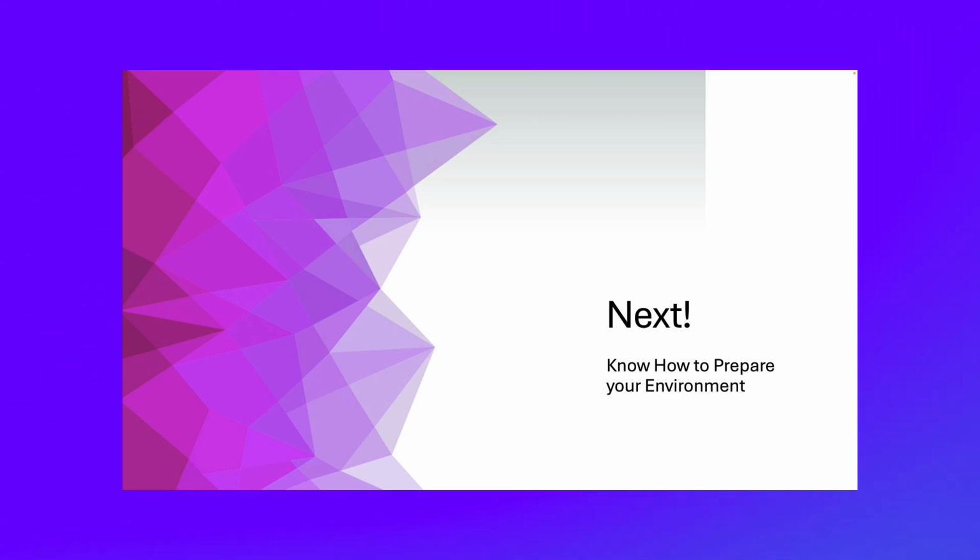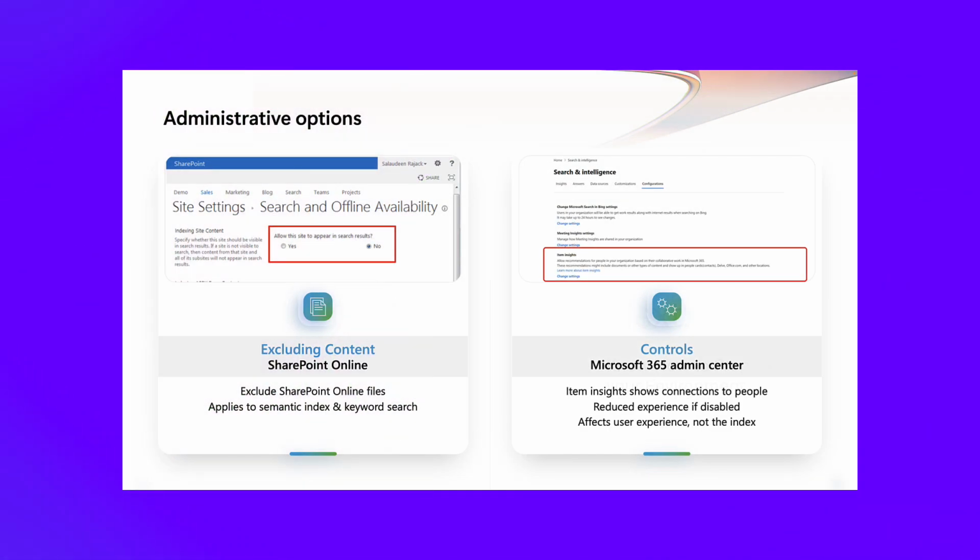So just a little presentation. What I want to do now is have a look at how we can prepare your environment. So from the admin perspective, search. Now, do you want to allow this site to appear in search results? So in SharePoint here, this is something that SharePoint admins are going to need to go through. You're going to need to go through each of your site settings for your different SharePoint websites and say, do you want this to be searchable? Okay. Do you want to exclude any particular content as well?